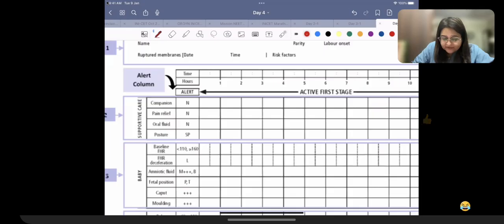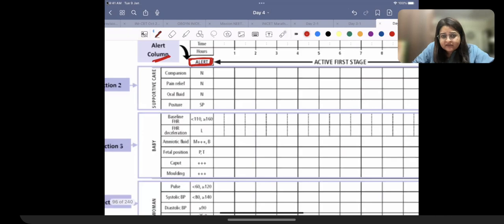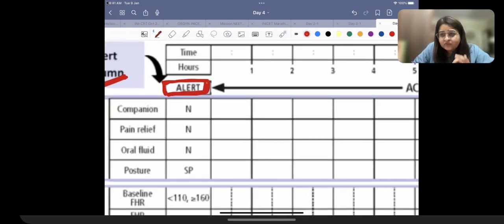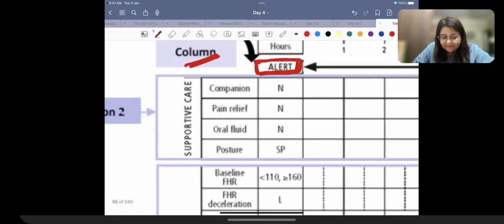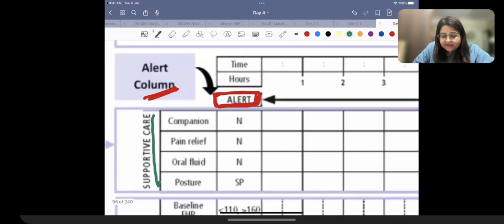Now a new thing in the partograph is this. Look at this column here. This is an alert column. This was not there earlier. This alert column is new. So in all the sections, you have an alert column. What is this alert column? This alert column is telling you when to be alert. For example, section 2 is the new one. Section 2 is supportive care. Does the patient have a companion?